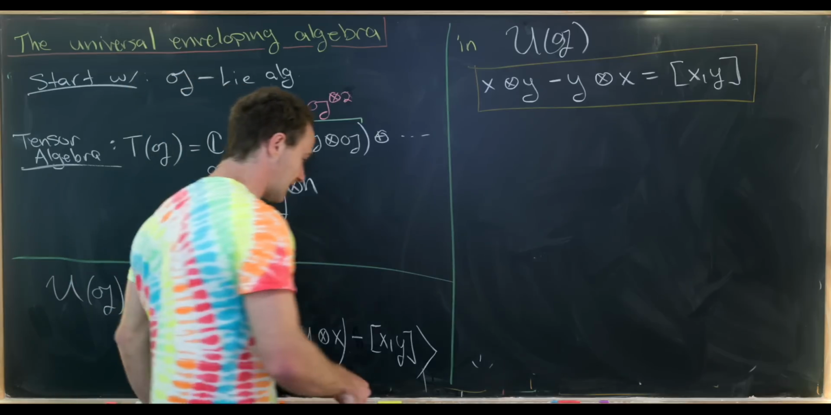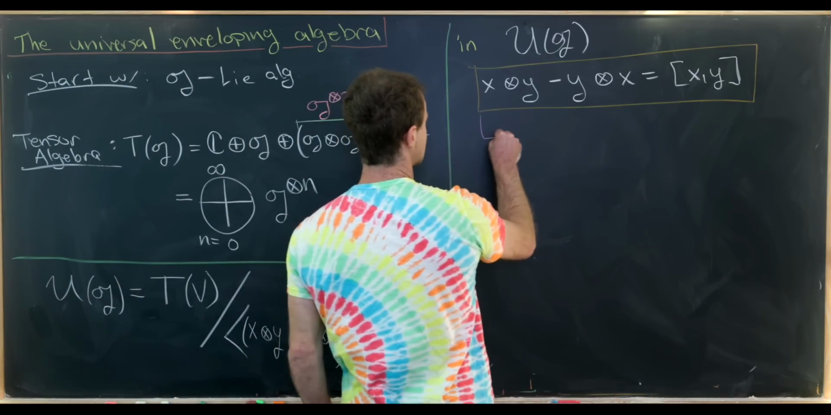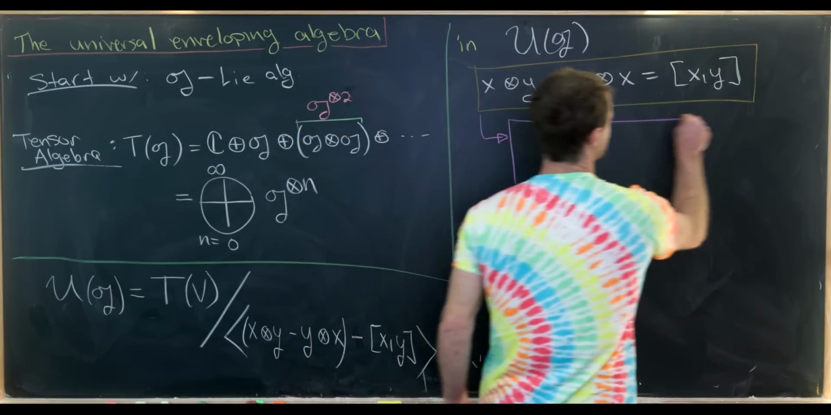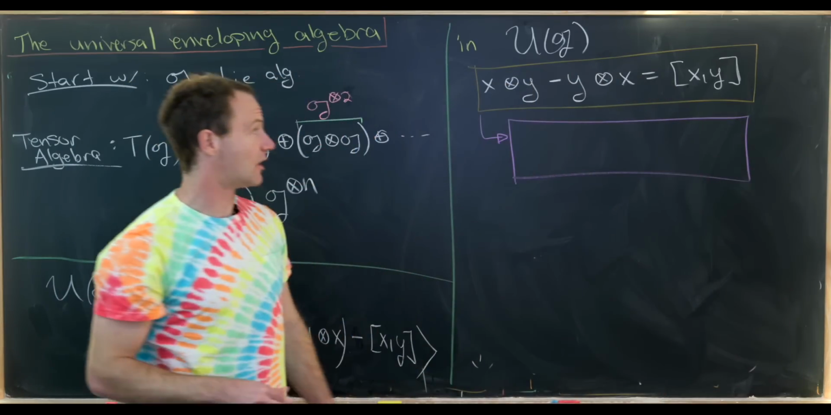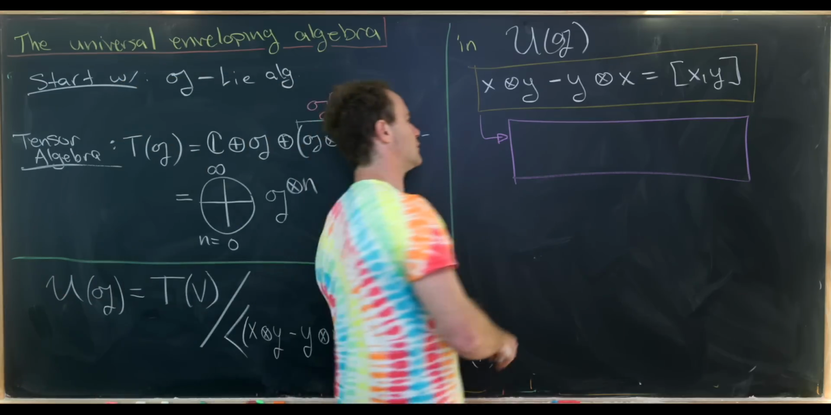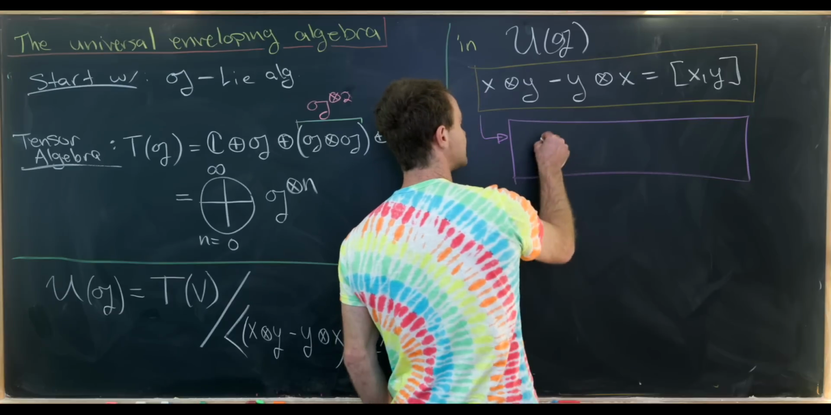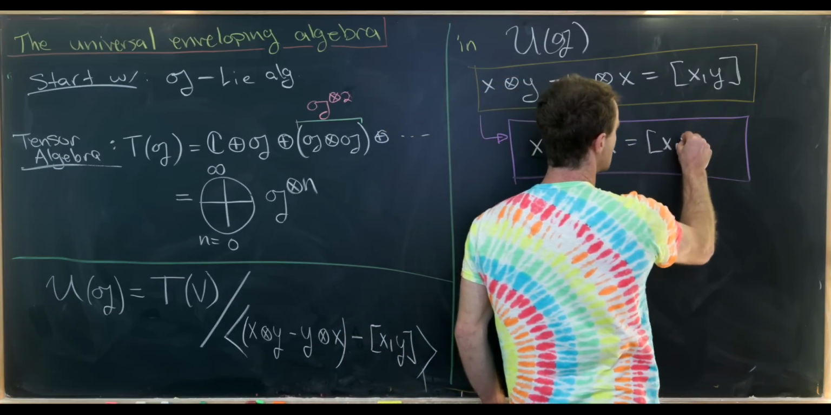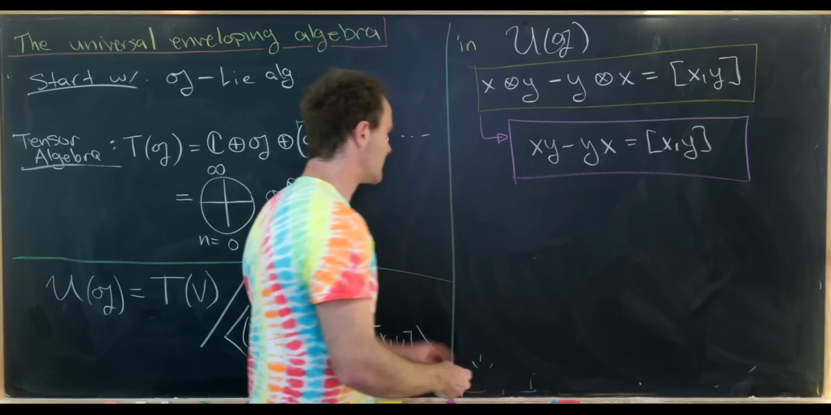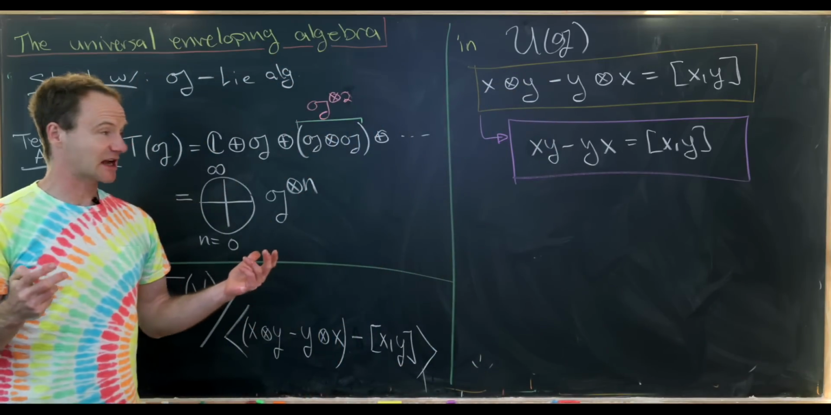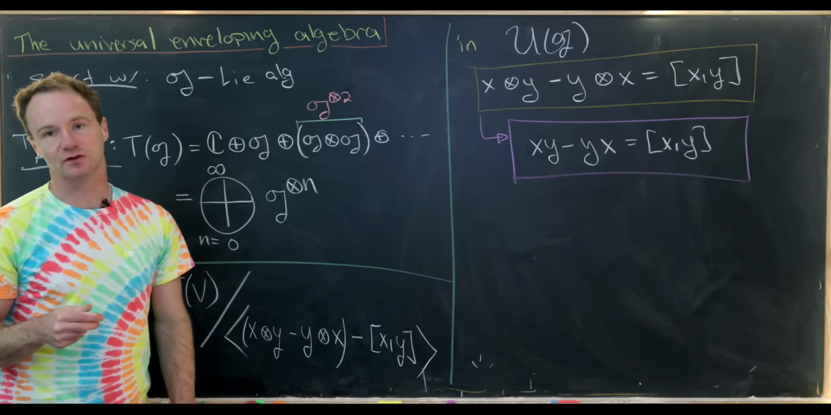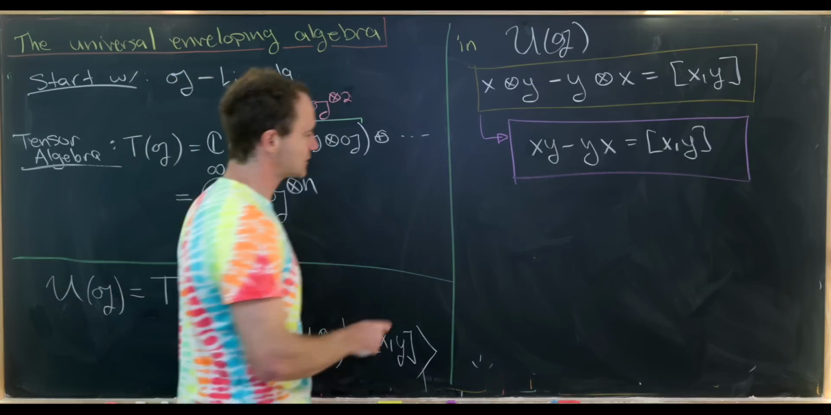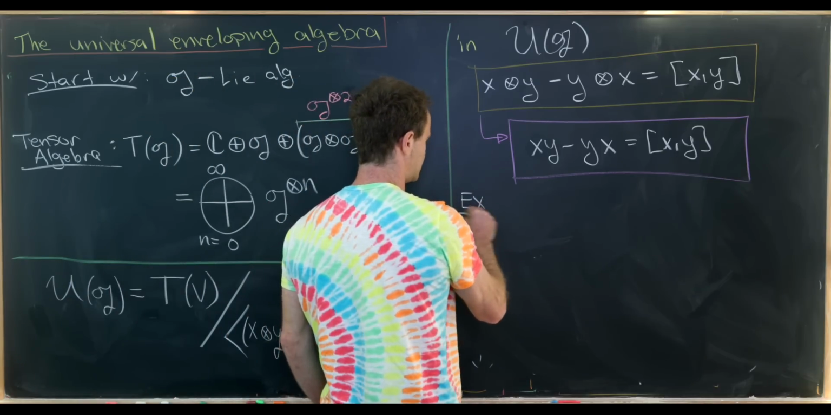Okay, and then I'd like to point out that often in this case, we do a little bit of simplification. And that simplification is just to leave out the tensor. And so we would often write xy minus yx equals bracket xy like that, where we just think that xy is really x tensor y, just to keep the notation a little bit simpler. Okay, so let's look at an example.